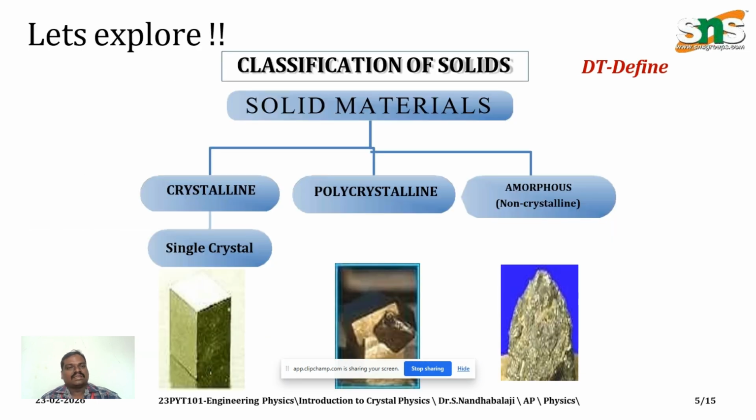Solids are classified in different ways. Solid materials are defined as two different types: one is the crystalline structure, and the other is the non-crystalline structure, like amorphous. Crystalline structures are divided into two types, single crystals and polycrystals.